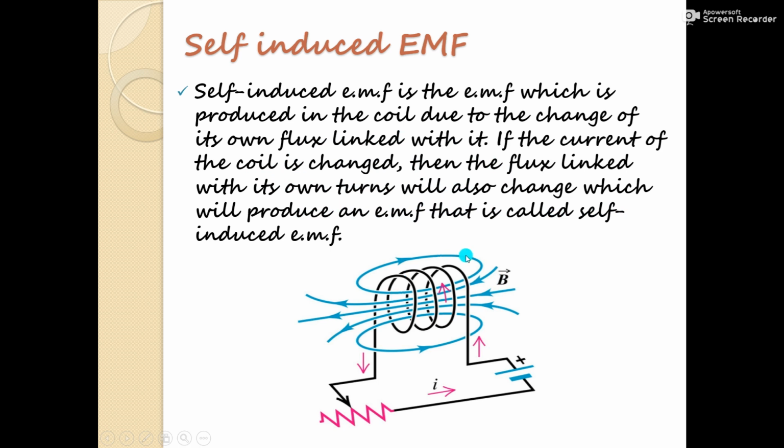In the diagram you will observe there is one coil to which one battery source is connected and one resistor is there. The resistor is variable. Once the resistance value gets changed, the current flowing through the coil also changes. That will change the magnetic flux associated with the coil and the result is EMF induction in the same coil itself. That is why we are calling it as self-induced EMF.